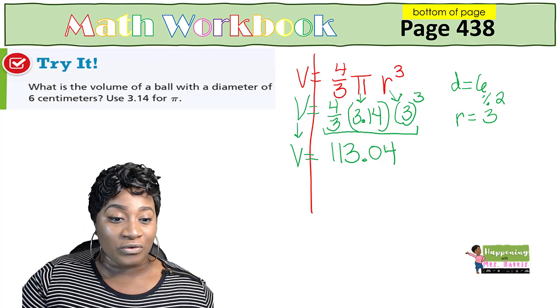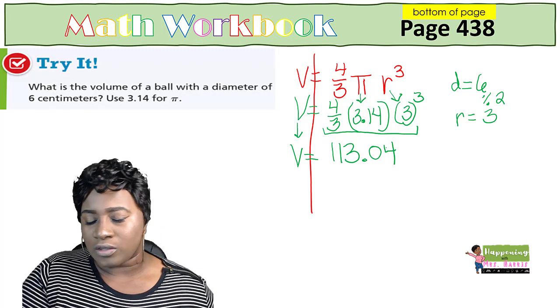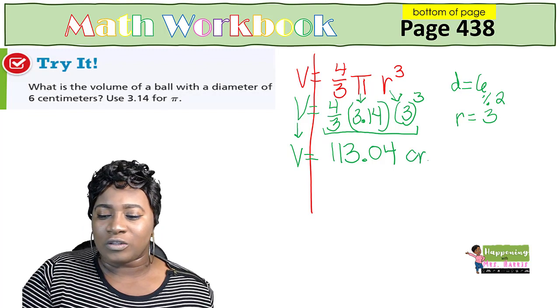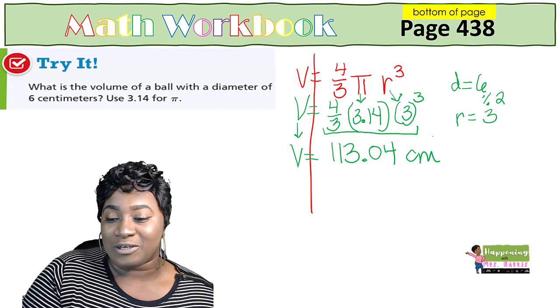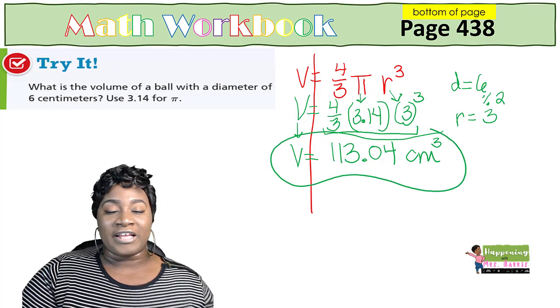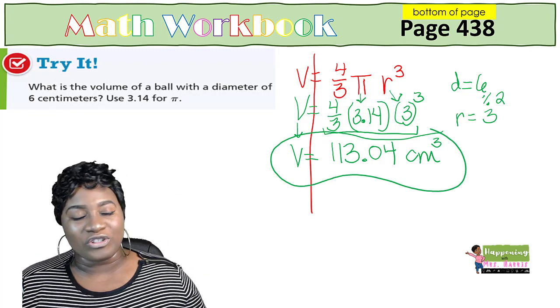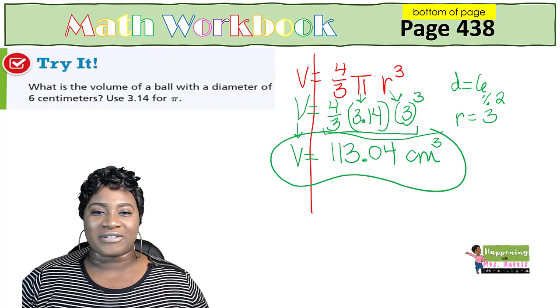And I can check my units. The diameter was 6 centimeters, so the units will be centimeters. And since we're looking for the volume, we know that the volume is measured in cubic centimeters. So my final answer is V equals 113.04 cubic centimeters.